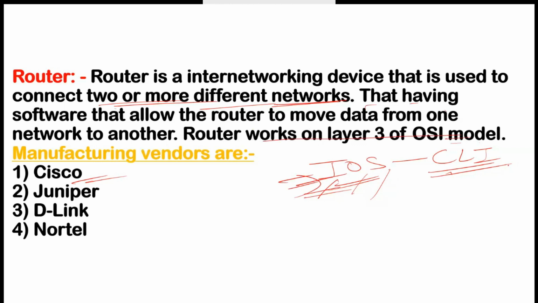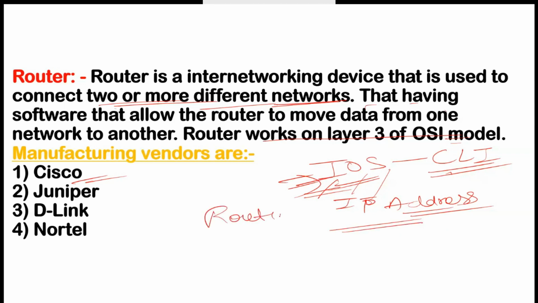Then router works on layer 3 of the OSI model. So it works on layer 3. That means it deals with IP addresses. That means everything which you configure on the router will be based on the IP address. Like if you want to restrict any network or any device, we need the IP address of that device. If you want to restrict any network, we need the IP address of that network. Or if you want to make a connection with a different network, we need the IP address. So it will work on this IP address.